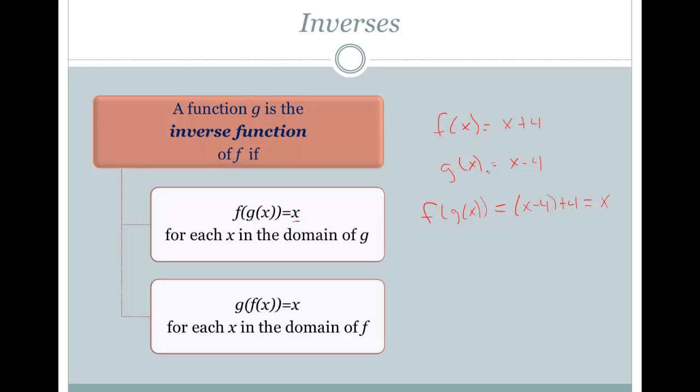So what g of x did was subtract 4 from the original value. F of x then added 4 back, and I get back to where I started with x. It works the other way as well. I can say that g of f of x is equal to, now wherever I see an x in the g of x, I'm going to plug in f of x. So I get x plus 4 minus 4, and again I'm going to get x. Okay, so that's satisfying this idea of composite function. I just undo what the original function did.